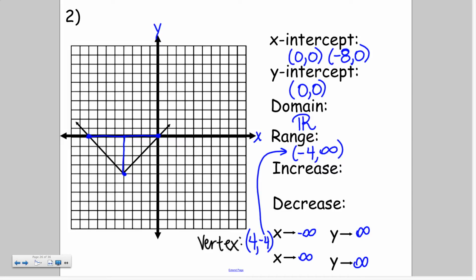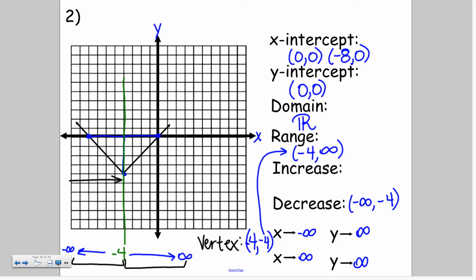Now again, let's draw that line where it changes direction. And that is going to be -4 for my x value. Now if I go this way, I'm going to negative infinity. If I go this way, I'm going to positive infinity. So if I look at this, from negative infinity to -4, if I'm reading left to right, my graph is decreasing. So I am decreasing from negative infinity to -4. All right, if I look at -4 to infinity, my graph is going up as I read left to right. So -4 to infinity, I am increasing.